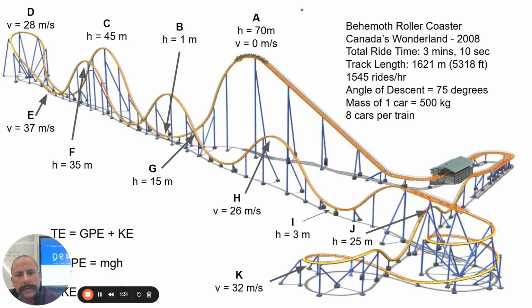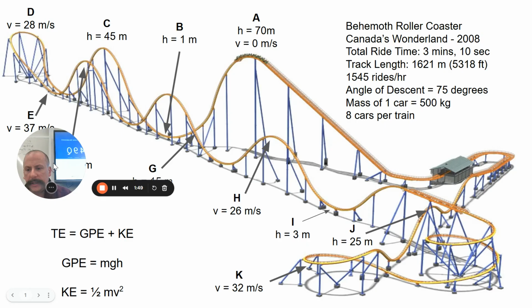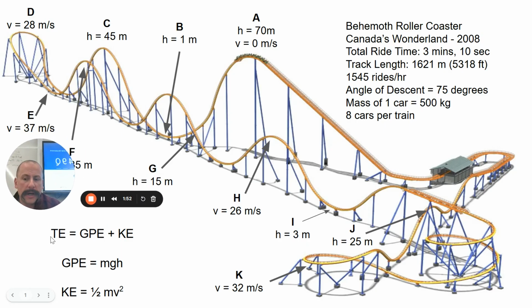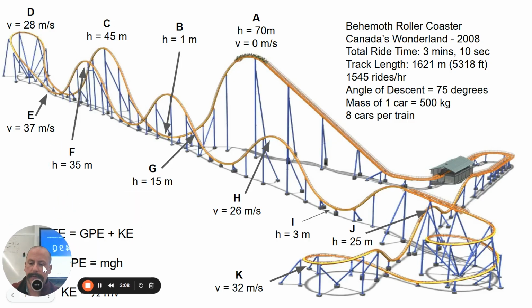At this height, it's 35. At this point of the coaster, we have a height of 15. At H, we're moving at 26 meters per second. At I, 3 meters is our height. 25 meters here at location J. And at location K, we're moving 32 meters per second. All of our equations are down here in the lower left-hand corner. If we're going to find our total energy, that is made up of our gravitational potential plus our kinetic. GPE is m times g times h, and kinetic energy is 1/2 mv squared. Or remember, instead of 1 divided by 2, you can put in 0.5.